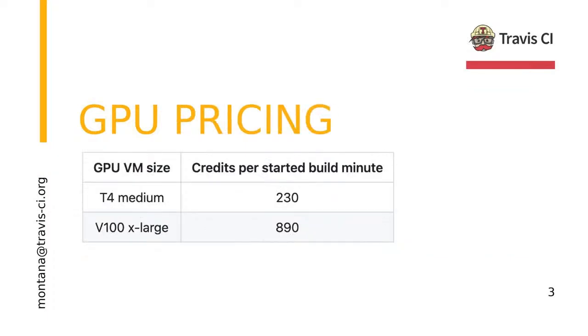So the pricing is pretty straightforward. The T4 medium is 230 credits per started build minute, and then the V100 X large at 890 credits per build minute. Of course, these are running in parallel. You can run them in parallel, and specifically the high bandwidth memory HBM2 V100 X large is definitely running in parallel.